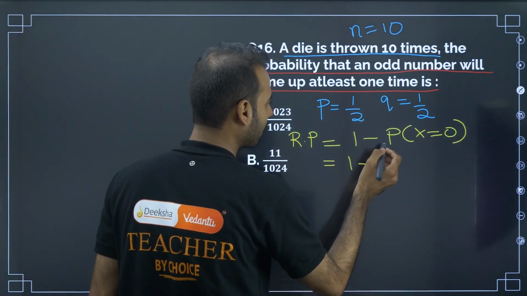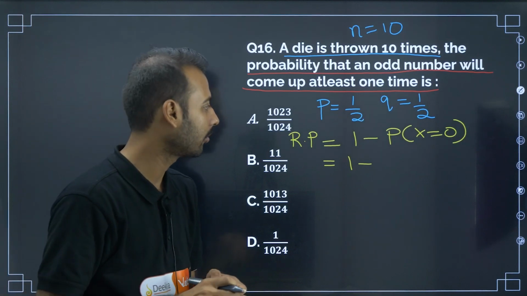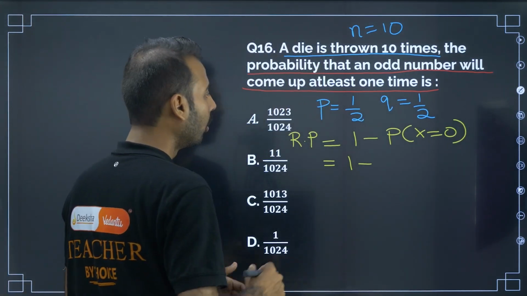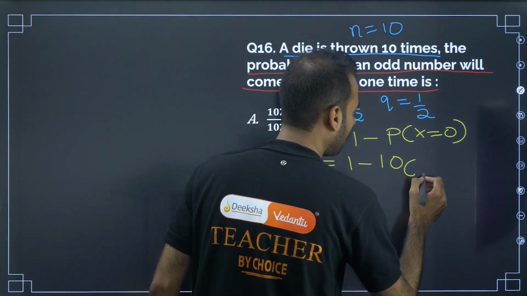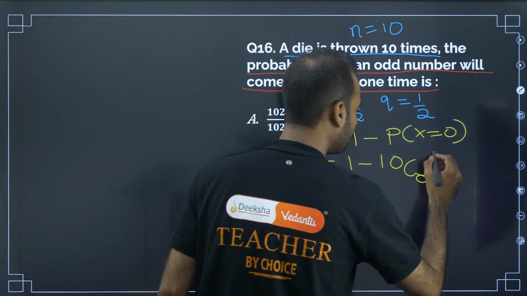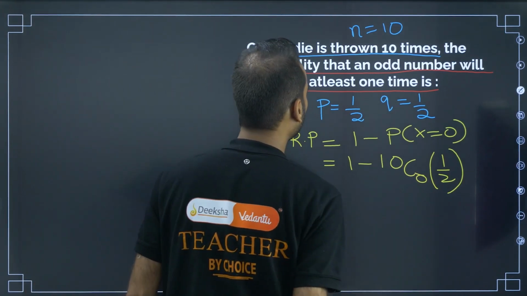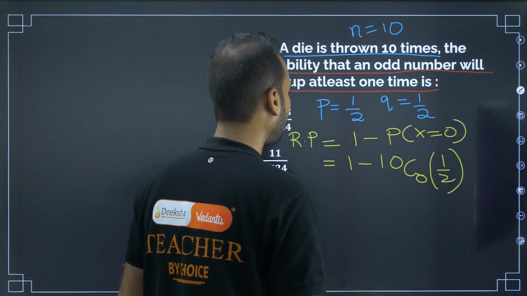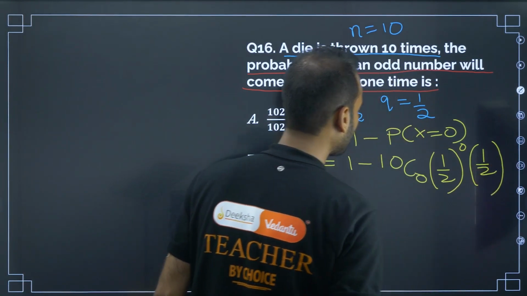Now 1 minus. Try to recall that Bernoulli formula: nCx P raised to x Q raised to n minus x. That formula you try to recall. So in place of n I am writing nC x P raised to x. In place of x, 0. Q raised to n minus x.